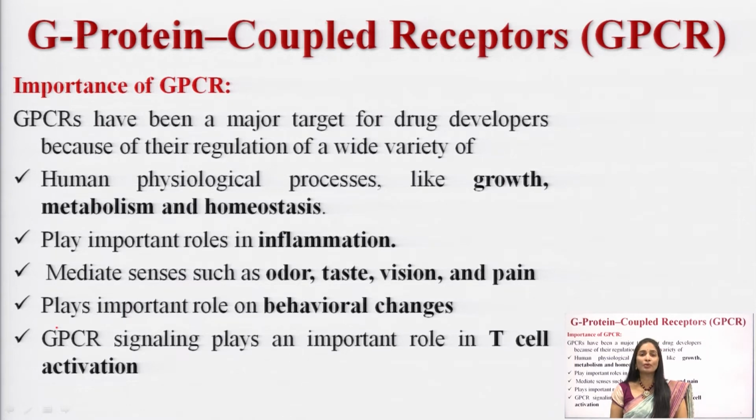The G protein coupled receptor plays a very important role in maintaining homeostasis. It plays an important role in growth and metabolism. It will activate the T cells. It plays an important role in behavioral changes. It mediates the senses like smell, vision, taste and pain. It also plays an important role in inflammation. So this is the main importance of GPCR: inflammation, activating T cells, mediating the senses, behavioral changes, metabolism, growth, and maintaining body homeostasis.